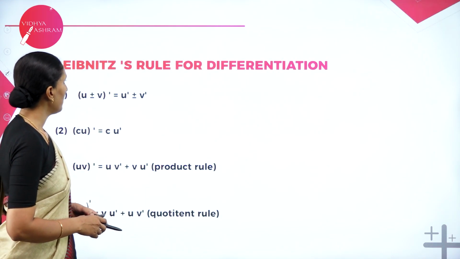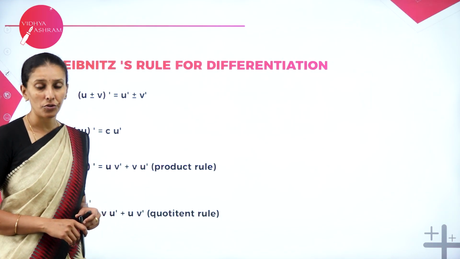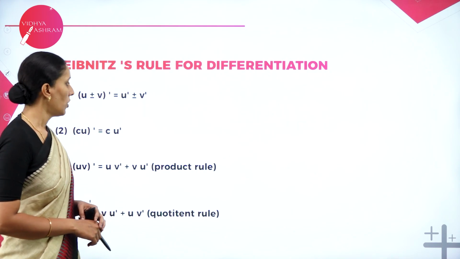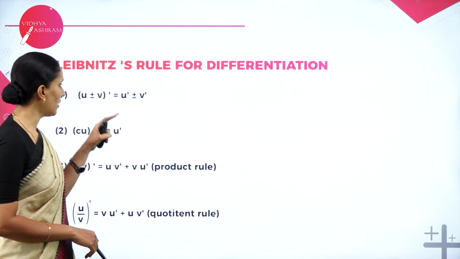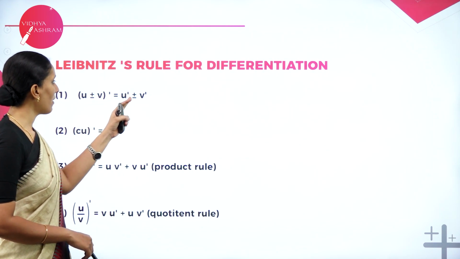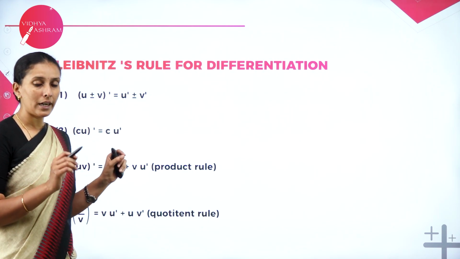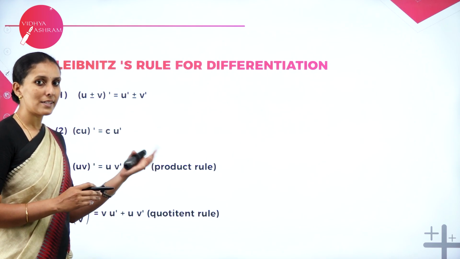Next, we have the Leibniz rule for differentiation. So, what does this Leibniz rule say? When you are finding the derivative of two functions in the form of sum and difference, you can find them separately. So, the derivative of one function plus another function.